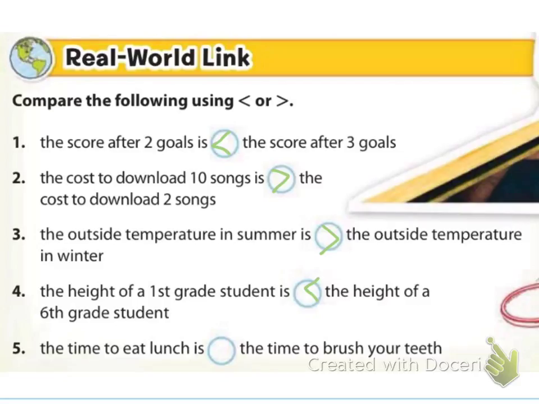And the time to eat lunch is blank the time to brush your teeth. Well, I guess it depends, because you should be brushing your teeth in the morning and in the evening, so I don't know how this one could go. So you could say either one, honestly, and I would accept it, because the time to eat lunch is greater than the time to brush your teeth whenever you brush your teeth in the morning, and it's less than the time that you brush your teeth when you're brushing your teeth in the PM.